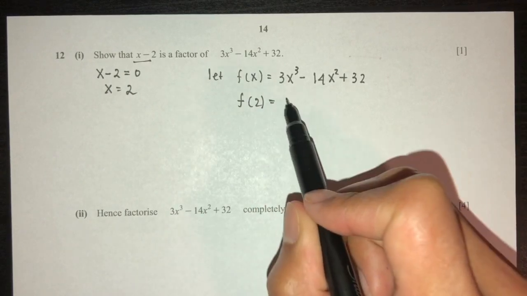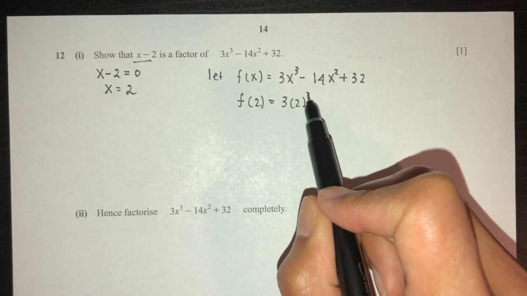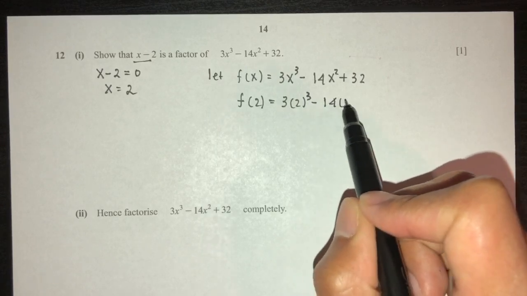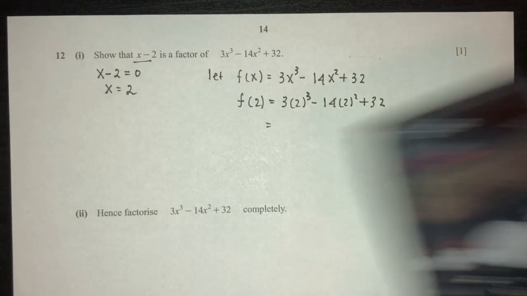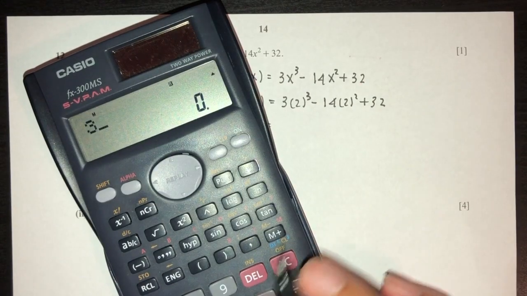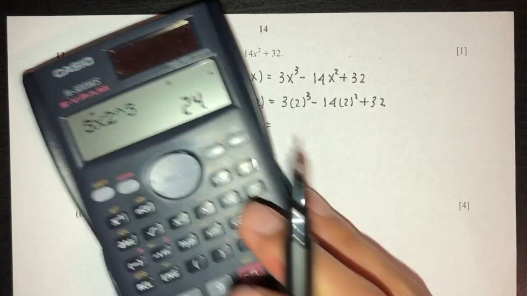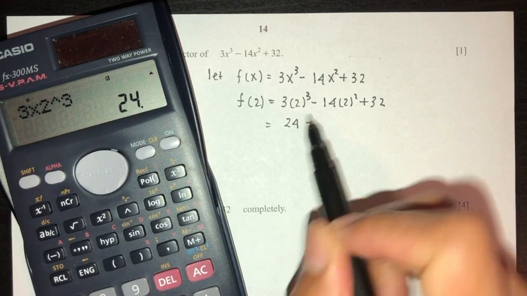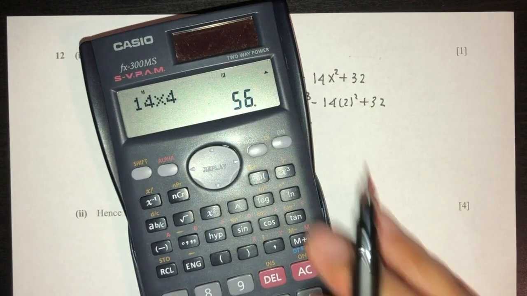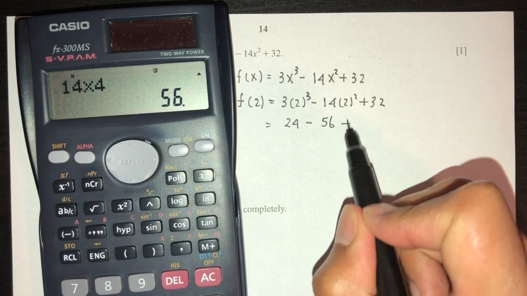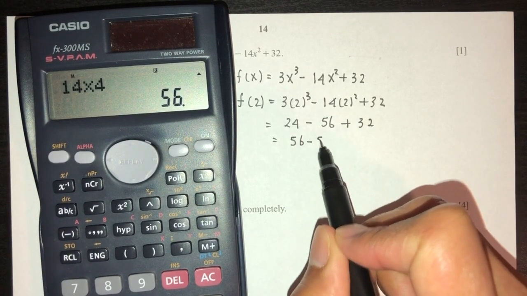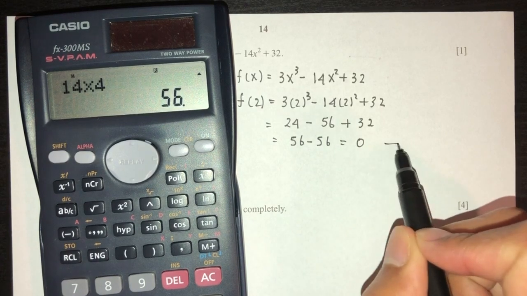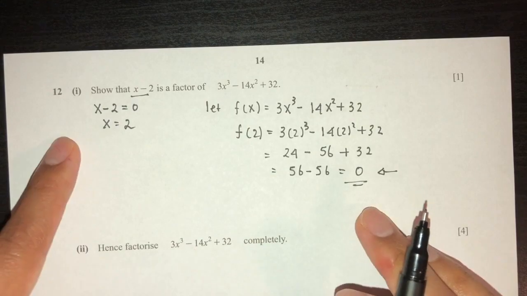So f of 2, that will be 3 times 2 cubed minus 14 times 2 squared plus 32. What is 3 times 2 power 3? That will be 24 minus, what is 14 times 4? That should be 56 plus 32. That will be 56 minus 56, which is 0. So by showing that, you show that it is a factor of this. That's how you show that.